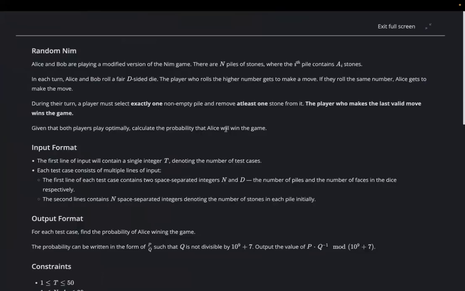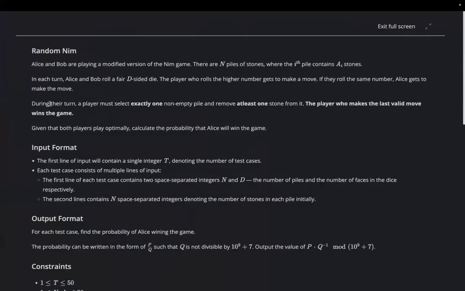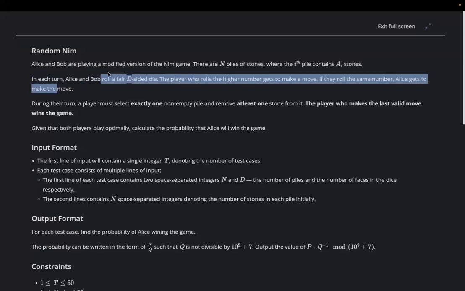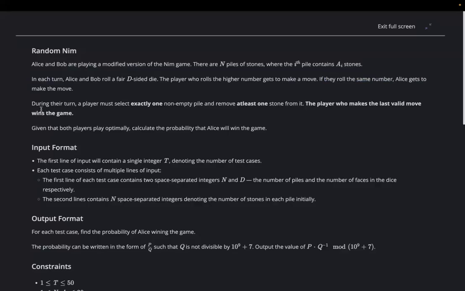This problem is a bit tricky, but not difficult. It just looks confusing at the very first glance. The problem says that Alice and Bob are playing a modified version of the NIM game. There are n piles of stones, where the ith pile contains A_i stones. In each turn, Alice and Bob roll a fair D-sided die. The player who rolls the higher number gets to make the move. If they roll the same number, then Alice will make the move.